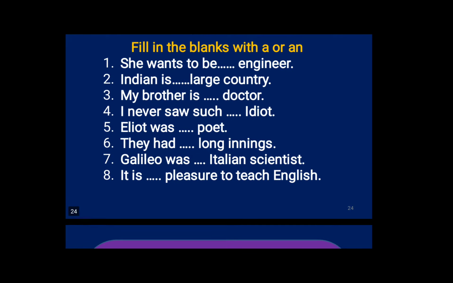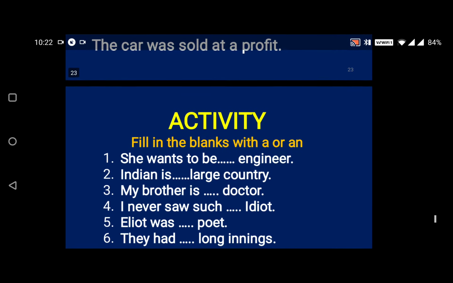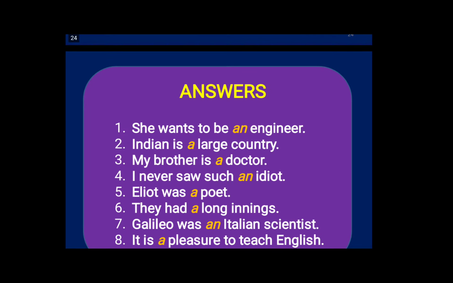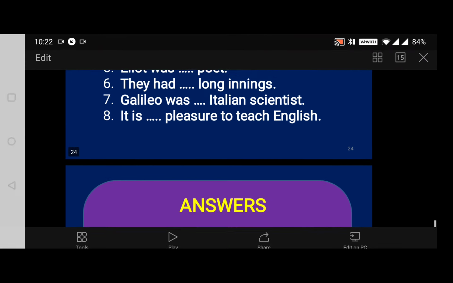Okay. Now, I never saw such idiot. Now, if you look at the word idiot, the first alphabet, it's what? It's a vowel. So we have to use: I never saw such an idiot. We have to write. Okay.